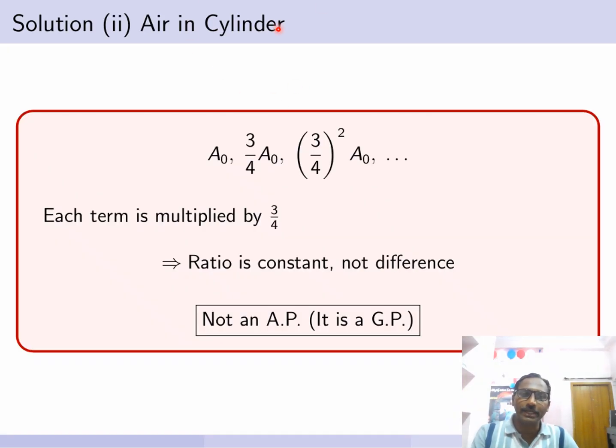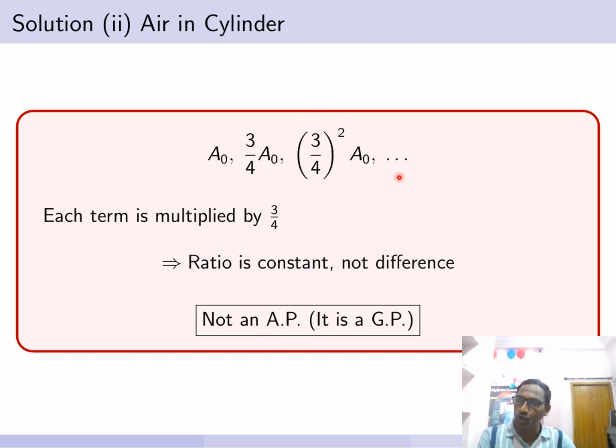Now, air in cylinder. Solution for the second one, air in cylinder. A naught is given, then 3 by 4 times A naught. Next term 3 by 4 square A naught, and so on. You can observe that each term is multiplied by 3 by 4. That's why you are getting 3 by 4 whole square A naught. What is the fourth term you will get? If you multiply 3 by 4 whole square by 3 by 4, you will get 3 by 4 whole cube.